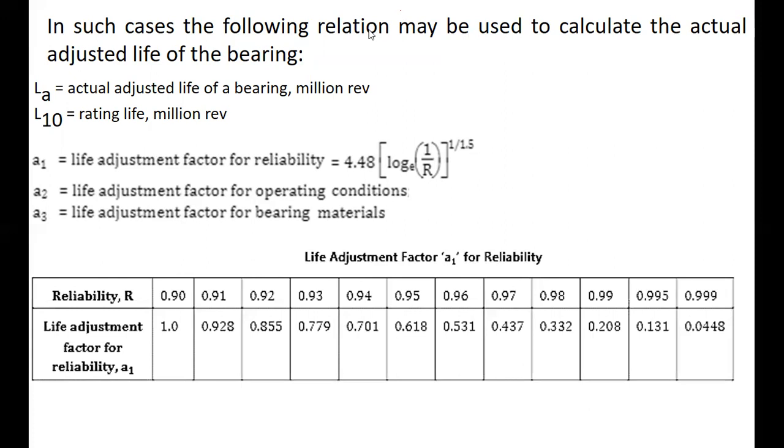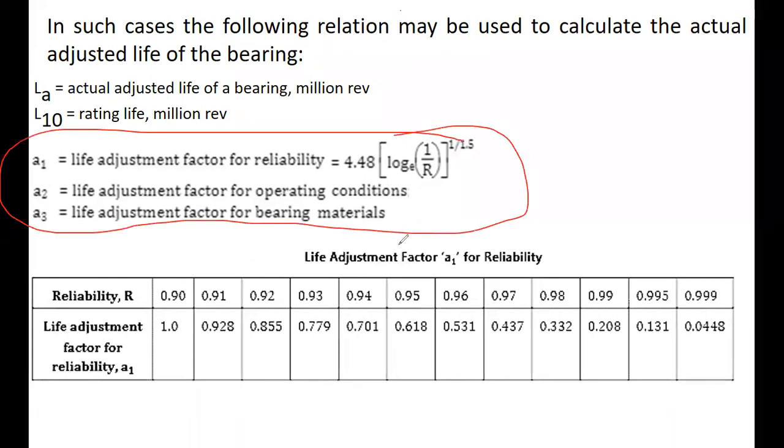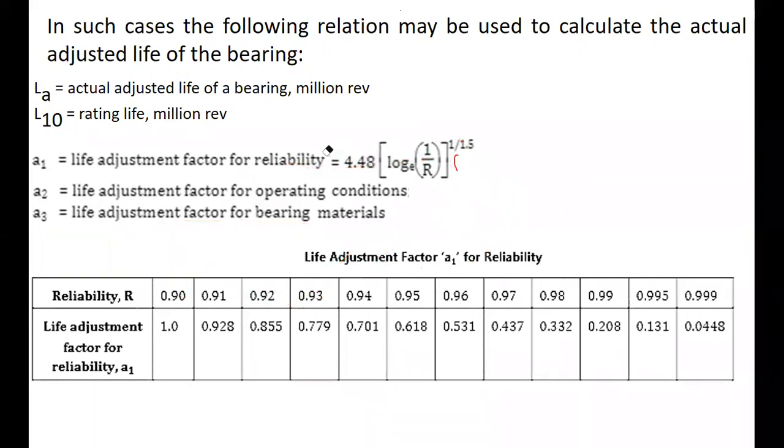Don't worry, you would not be asked to do this, right? Life adjustment factors, A1 is given here. So you don't have to use this equation. A1 you can find out from here. So life adjustment factor A1 at 90% reliability is 1. A1 at 91% reliability is 0.928. At 92% reliability it is 0.855.